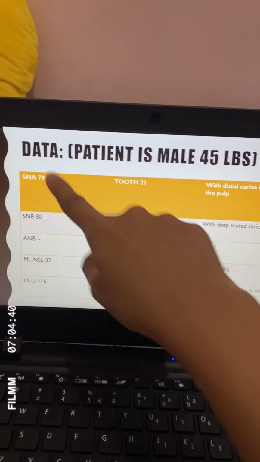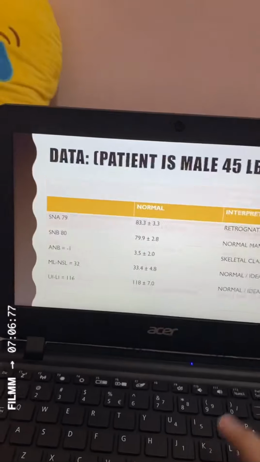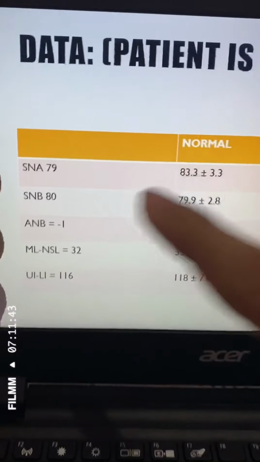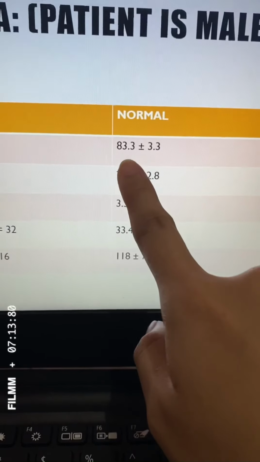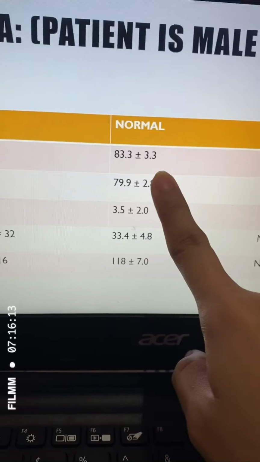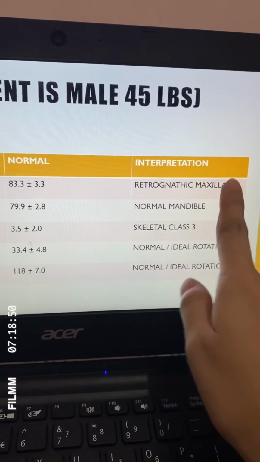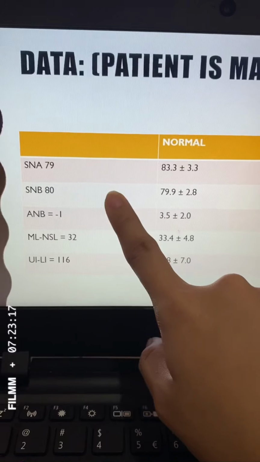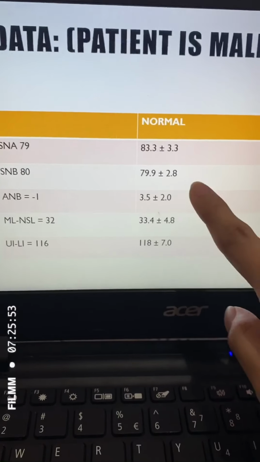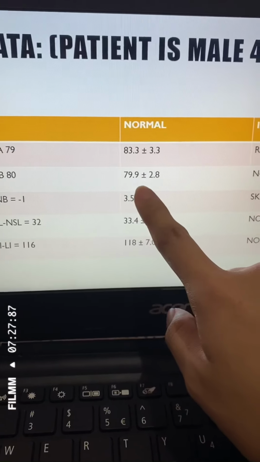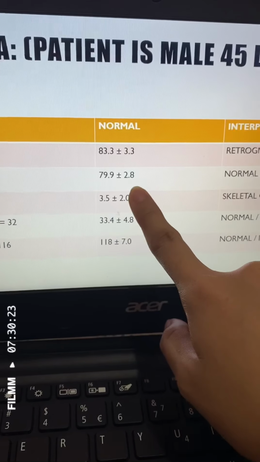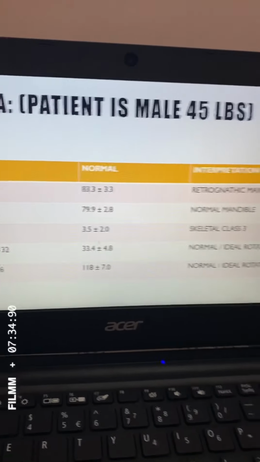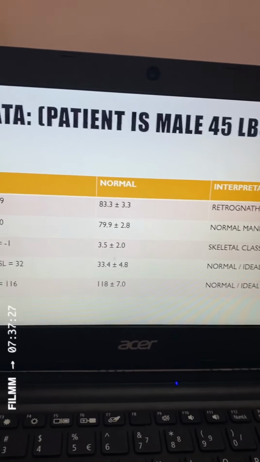So first, we will need to interpret the data. The SNA is 79. The normal limits is 83.3 plus or minus 3.3. So my interpretation for this is retrognathic maxilla. The SNB is 80. The normal limits is 79.9 plus or minus 2.8. So it means that the mandible is normal, it is not prognathic, and it is not retrognathic.